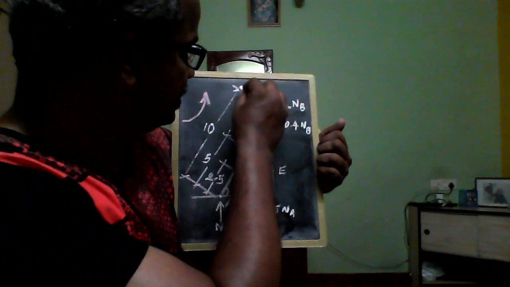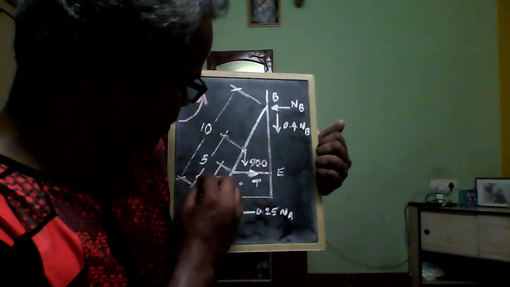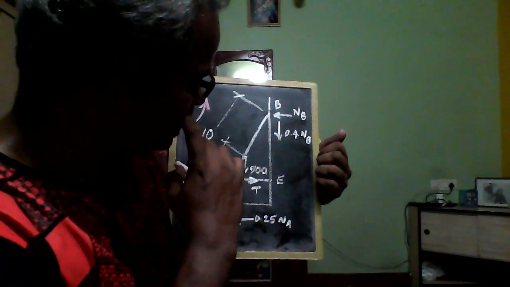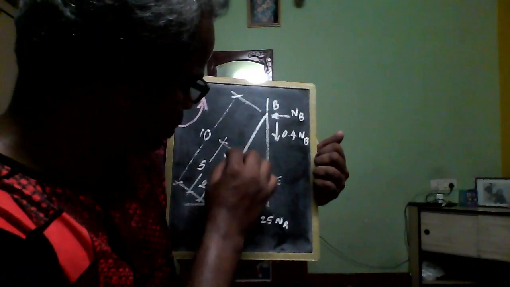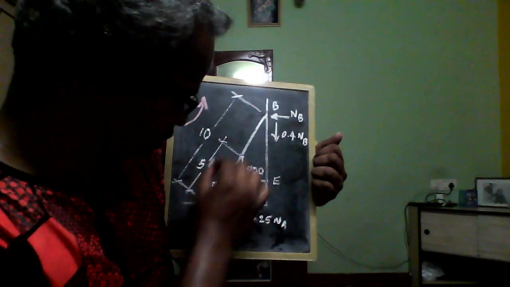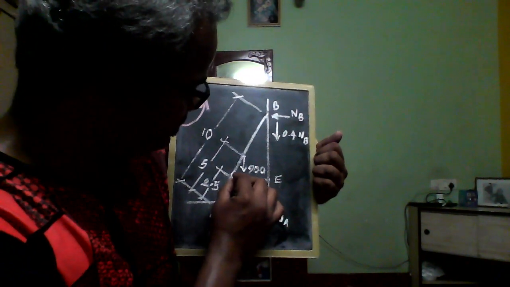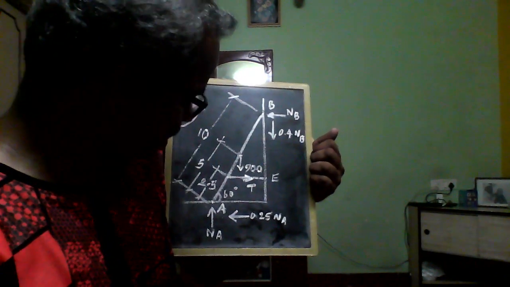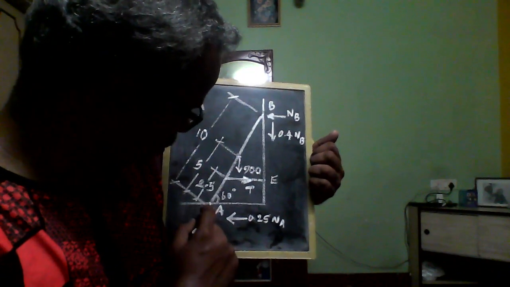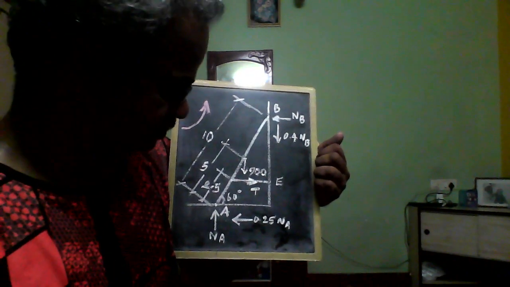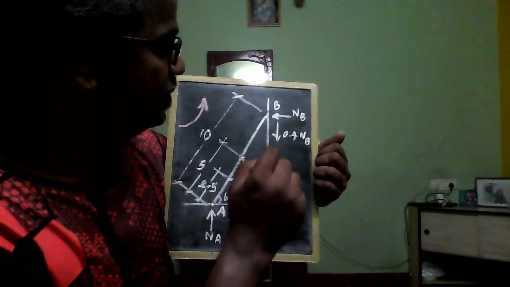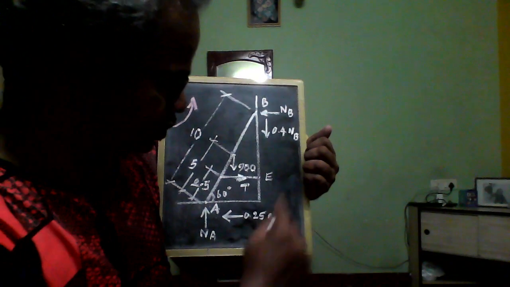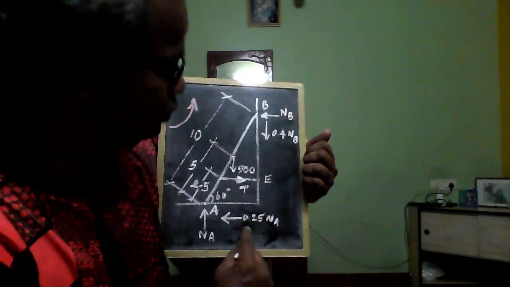The ladder length is given as 10 meters. The ladder's center point, where the weight of the ladder, 900 Newton, is acting, is exactly 5 meters from A, and where the string is tied to the ladder is exactly 2.5 meters from A. And in this problem, it is given that mu wall is 0.4 and mu floor is 0.25.